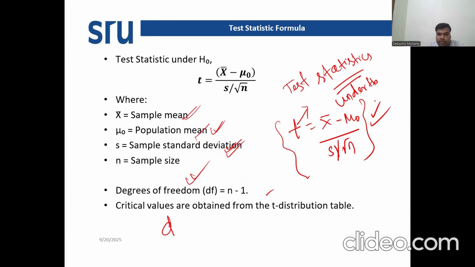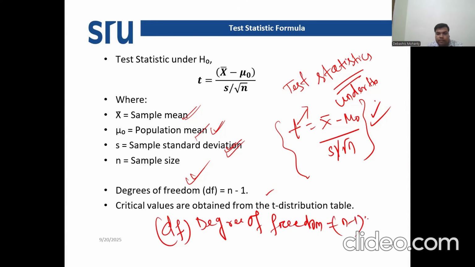And always, as I discussed, students, whenever the t-distribution comes, we have to calculate the degrees of freedom, which is equal to n minus 1.